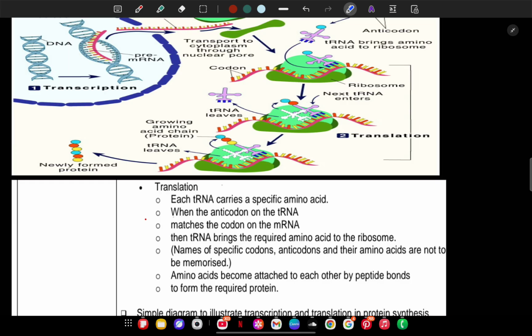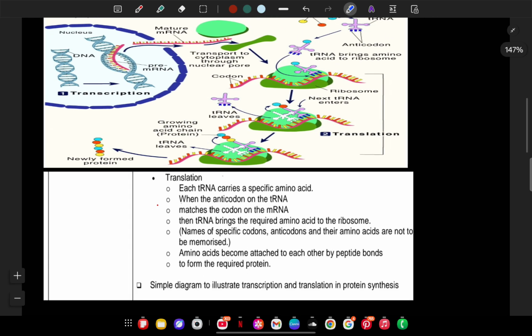Two different things. And then the last point, amino acids become attached by peptide bonds to form the required protein. So basically what I just explained. Peptide bonds hold them together, forming the protein that is required. Yeah, that is basically it. So this is your 6-pointer answer for translation.